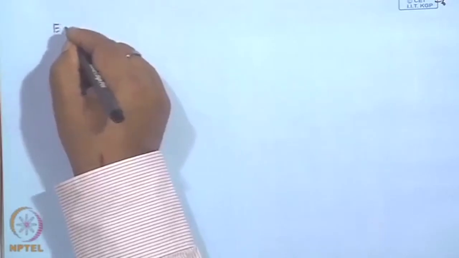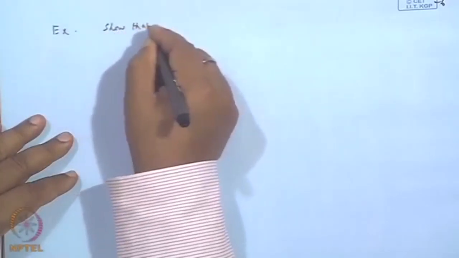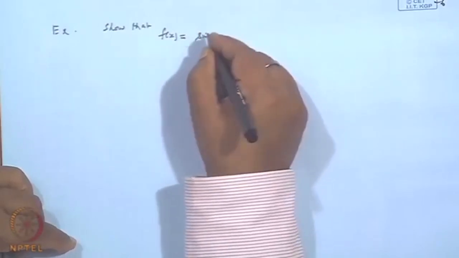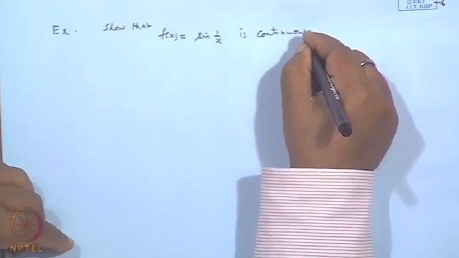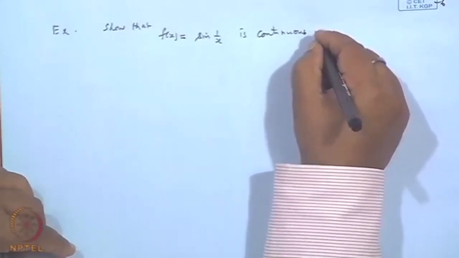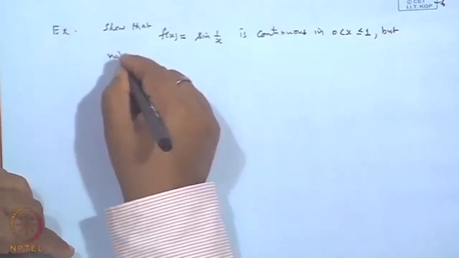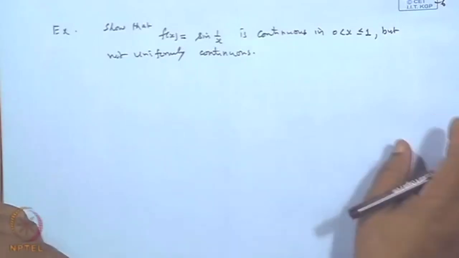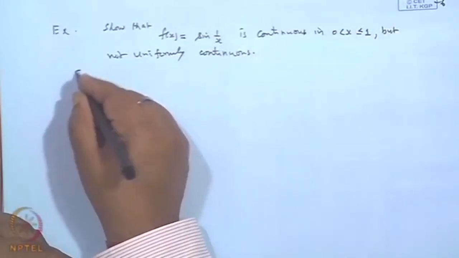Now, let us take a few problems on continuity. Let us take first the problem, say an exercise. Show that the function f(x) equal to sin 1 by x is continuous in the interval 0 less than x less than or equal to 1, a semi-closed interval, but not uniformly continuous. This is our problem. Okay. Since at the point 0 the function is not defined, we have to remove 0 from here. Okay. So let us see the solution.